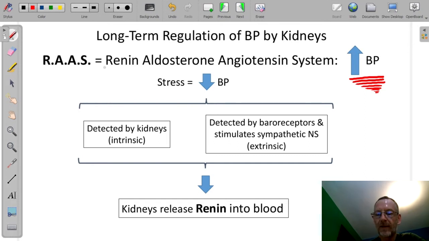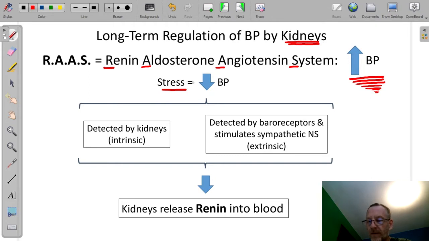So RASS stands for renin, aldosterone, angiotensin system. It's a long-term regulation of blood pressure by the kidneys. So it's not short-term like the baroreceptor. This is long-term. Long time duration. So let's start with a stress of a drop in blood pressure. And RASS will kick in and raise the blood pressure.